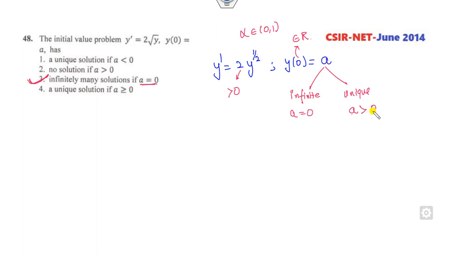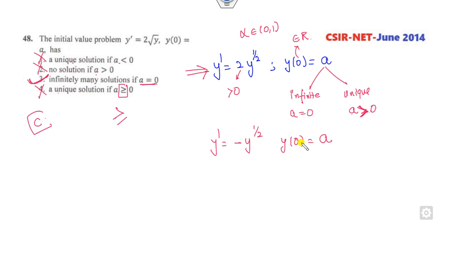Whenever a is greater than 0, it's a unique solution. But one option said less than, cancel, and another unique solution option, again cancel, because you can see this is greater than or equal to, but we need a strictly greater than sign. So the right answer is only C, and this is the most important tip for you. On the other hand, if you have, say, minus 1 by 2, y of 0 is a, this will give you a unique solution, again depending upon the value of a being greater than 0 or less than 0.